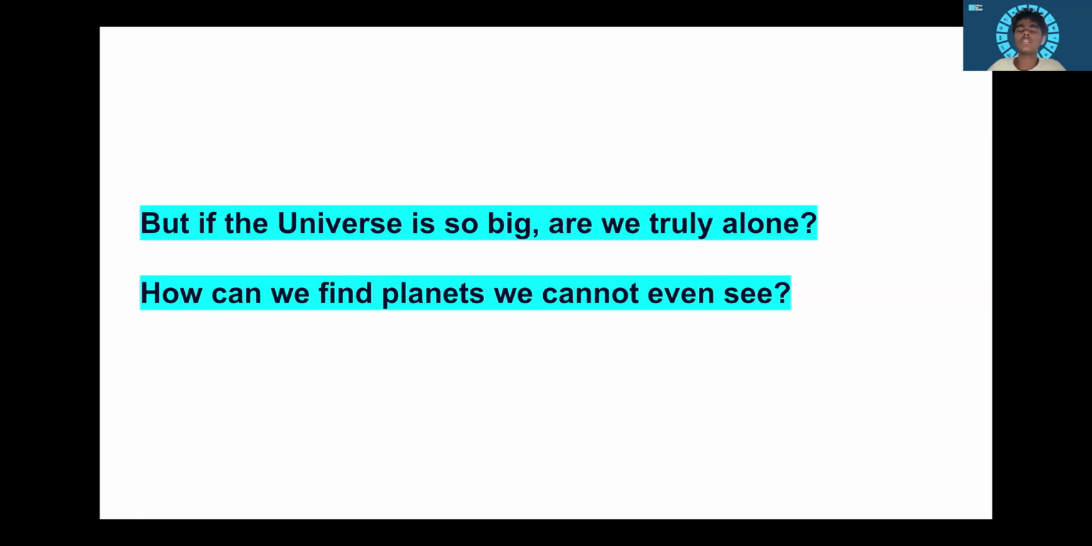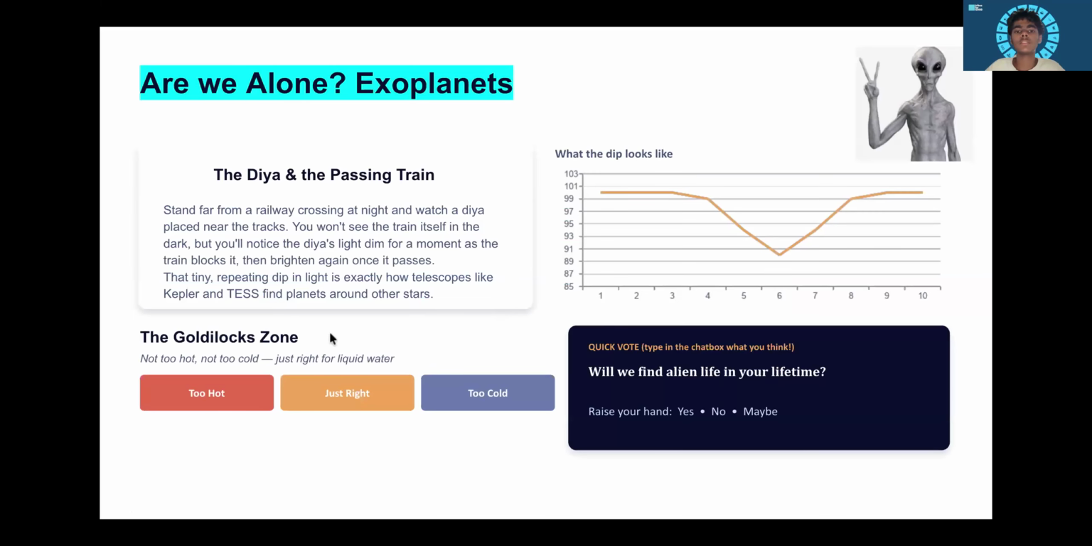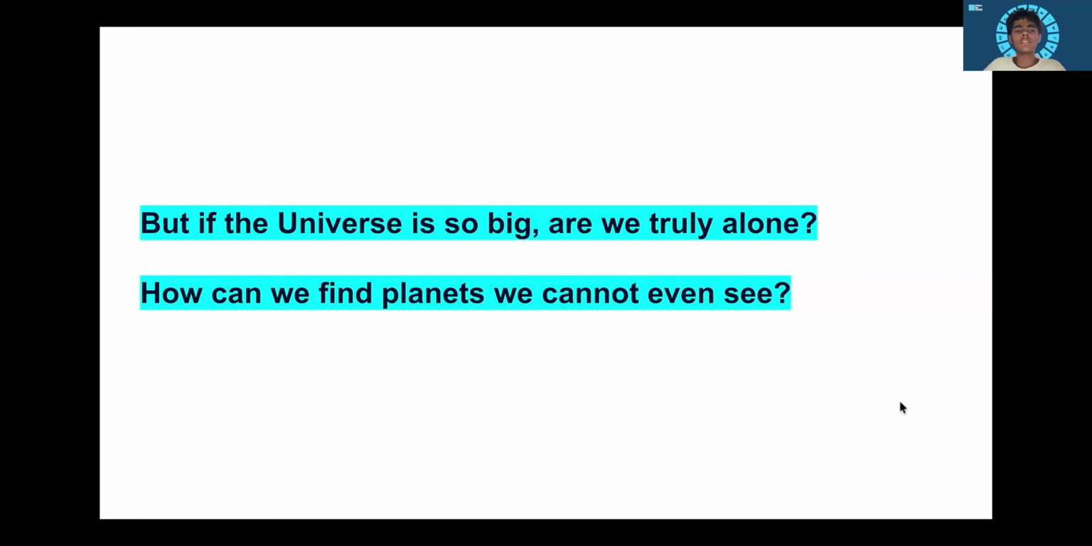Here is a simple analogy to connect to real life. Imagine you're standing next to a railway line at night. Next to the tracks, there is a small lamp burning. You can't physically see a dark train passing in the night. But every time the train car passes directly in front of the lamp, the light momentarily dips and brightens again as the train moves past. The tiny dip that we see is exactly how space technology works, like the Kepler and TESS telescopes.